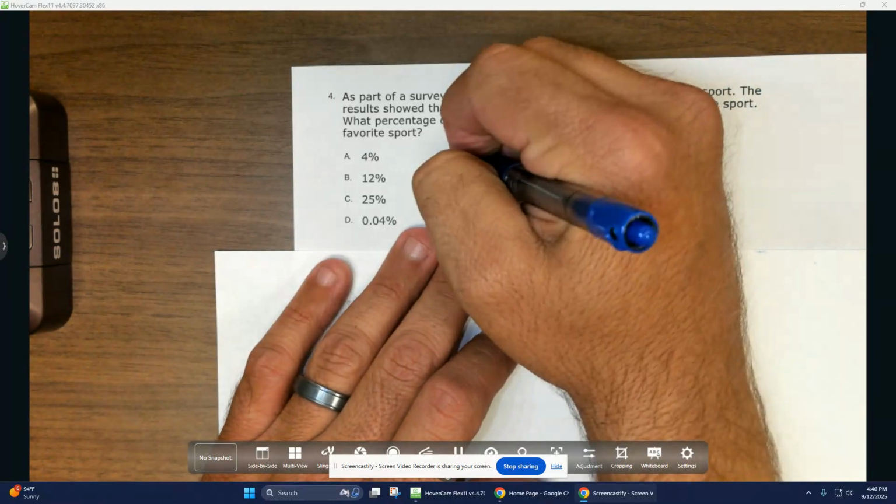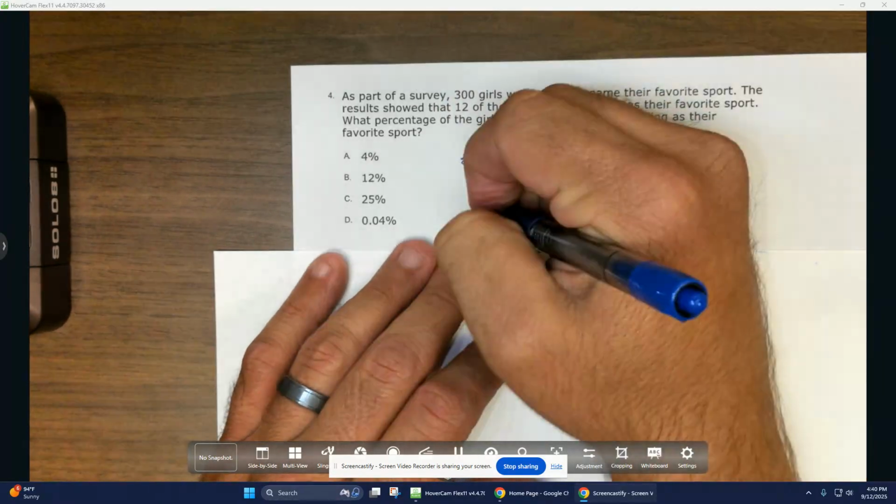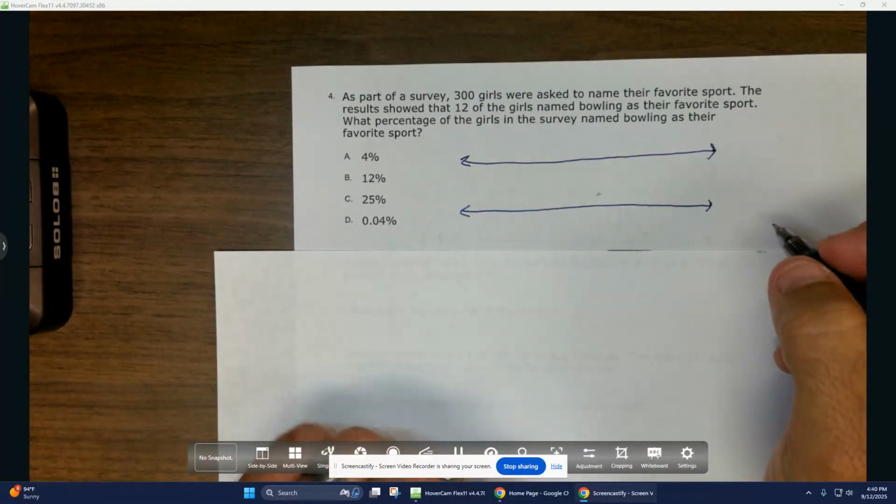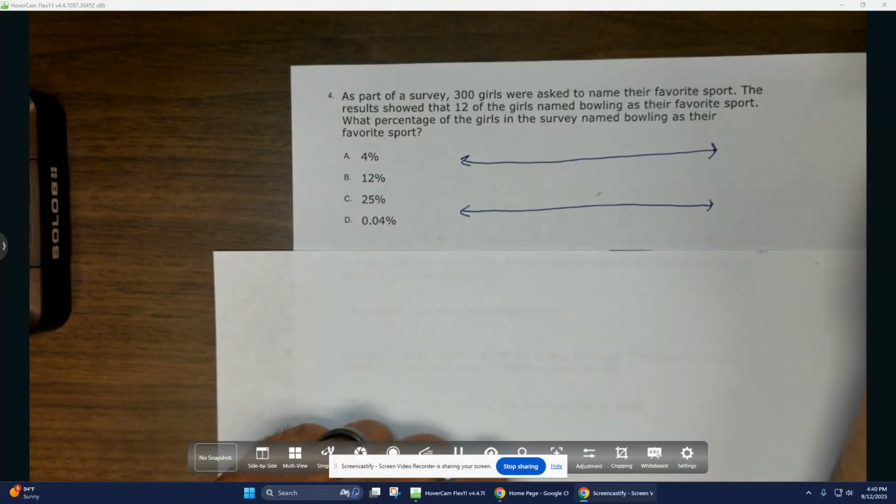Now, I'll be honest, I love bowling. I'm about as good as the Dallas Cowboys. Oh, man, that's awful. I'm happy if I can get to 100.